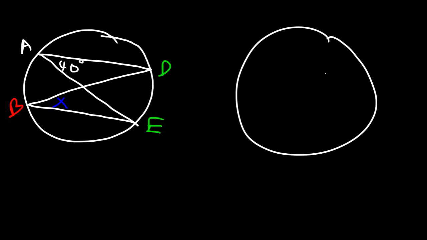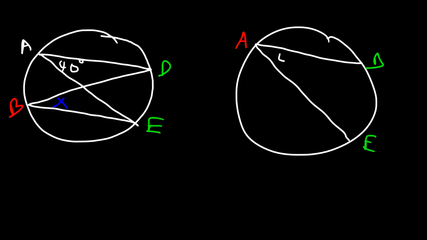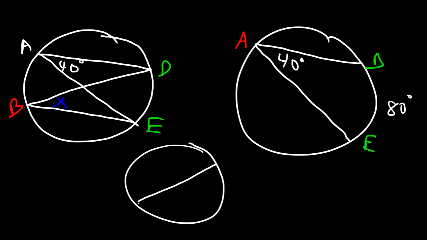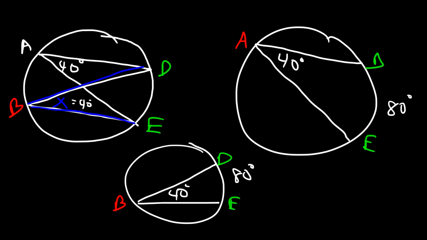So let's draw it one step at a time. Let's focus on angle A, which looks like this. Now it's not drawn to scale, but we'll make it work. So angle A is 40 degrees. What is the measure of arc DE? Remember, the inscribed angle is half of the intercepted arc. So the intercepted arc is twice the inscribed angle, which means this is 80. Now let's focus on angle B, which also intercepts the same arc, and that is arc DE. So arc DE is still going to be 80 degrees, which means the inscribed angle is half of that, so it's 40. Therefore, X is 40. So as you can see, angle B intercepts the same arc as angle A. Therefore, these two angles are congruent.